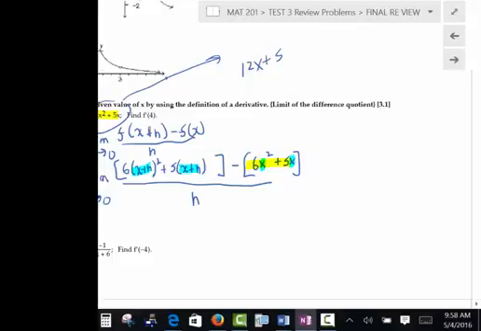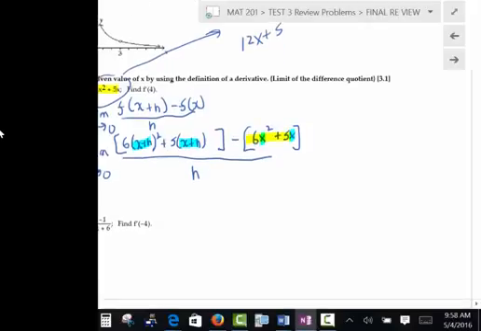Now what we need to do is crunch out some of the details. We're going to have the limit as h goes to 0, and we're going to multiply all this stuff out. If you don't know how to do (x plus h) to the second in your head, go to the side of your paper and FOIL it. The answer is x squared plus 2xh plus h squared.